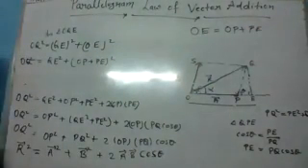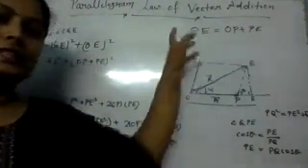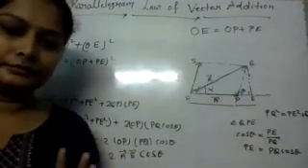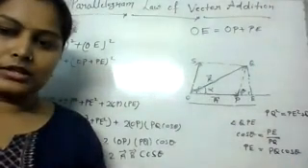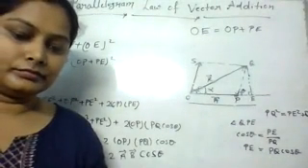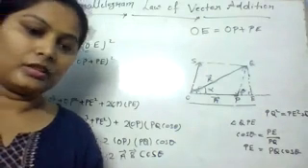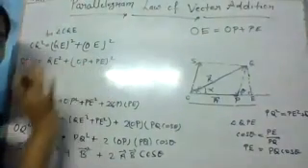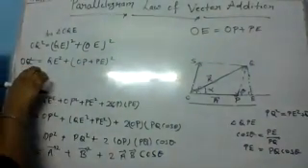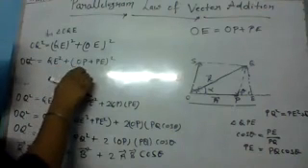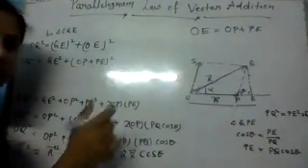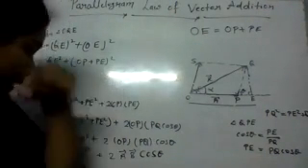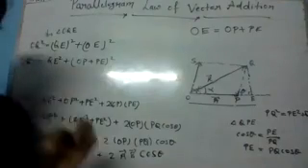Any problem with this? Can you write this? OE equals OP plus PE. Yes or no? So this is your OQ square equals QE square plus OP plus PE whole square. Now here we will apply the formula (A plus B) whole square, so A square plus B square plus 2AB cos theta.